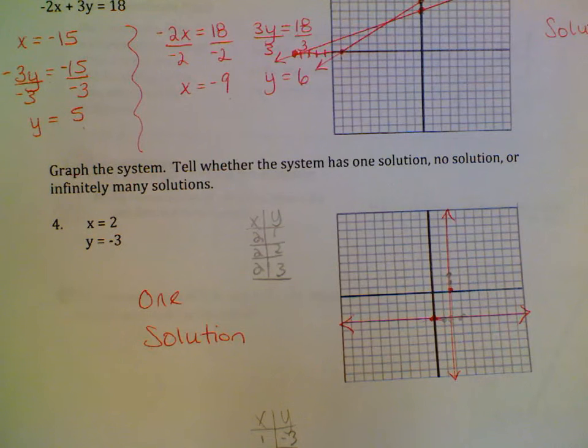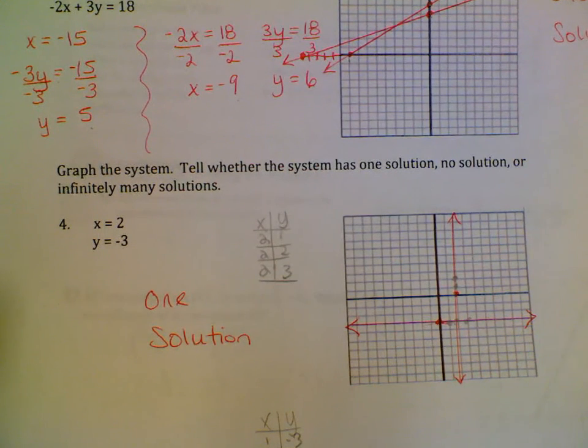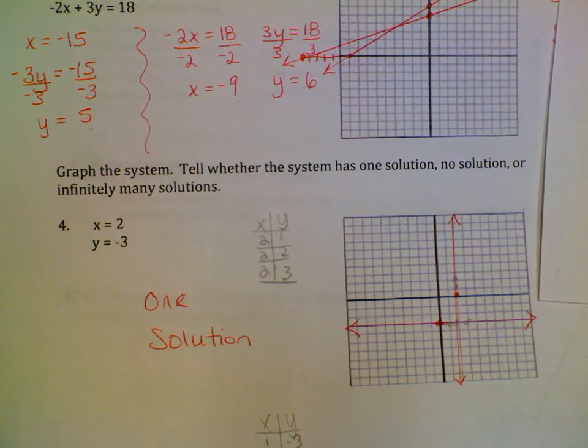These will switch in form, so you have to pay attention if it's slope-intercept or if it's standard or if it ends up being horizontal or vertical. And then just determine how many solutions there are by how many intersections occur.